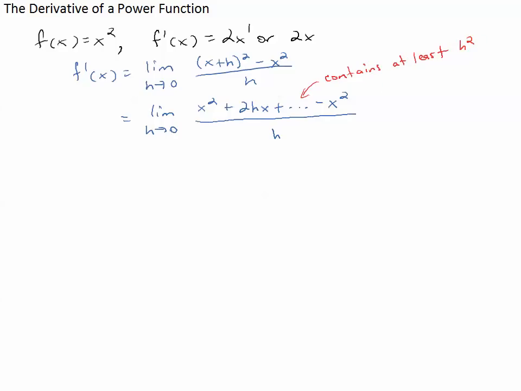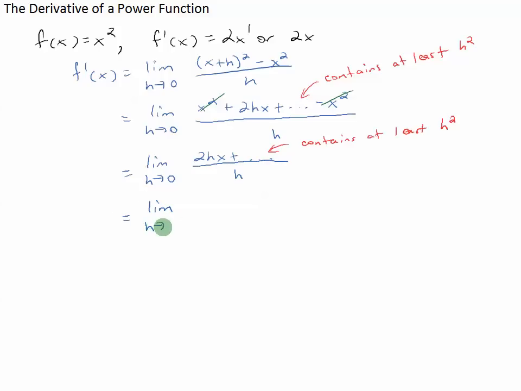Okay? So now, if we think about how we would evaluate this limit, well, x squared minus x squared drop off. And look at my 2hx. So I've got 2hx plus dot dot dot. Again, the dot dot dot part contains at least h squared. Again, if you're not seeing what's going on here, that's okay, you'll see soon.